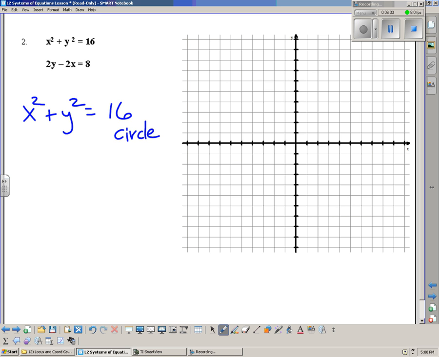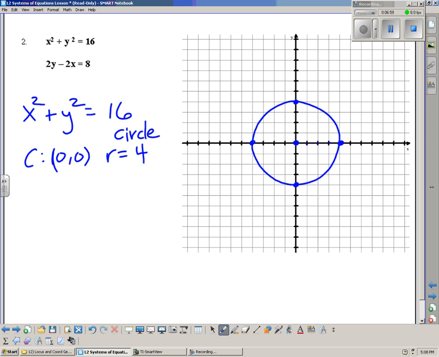So x squared plus y squared equals 16. I want to figure out, well, my center of the circle is 0, 0. My radius is the square root of 16, which is 4, and I graph this thing. Center at 0, 0, and I go out 4 in every direction. And this is where you do have to kind of be neat about this. And there's my circle. Not too bad.